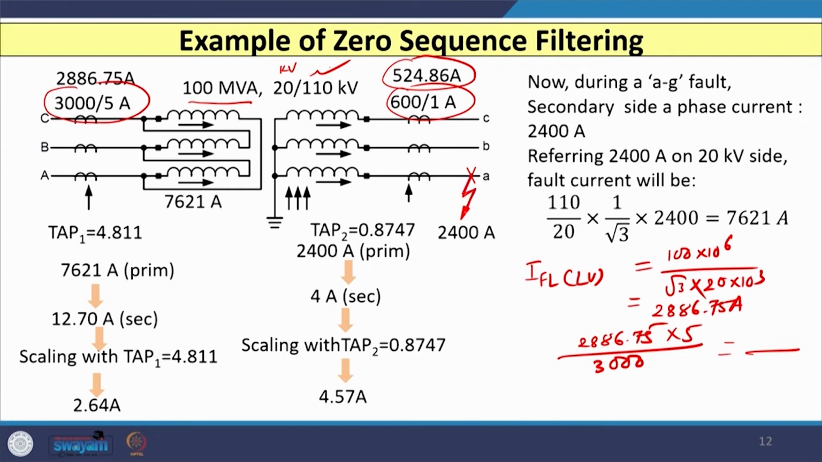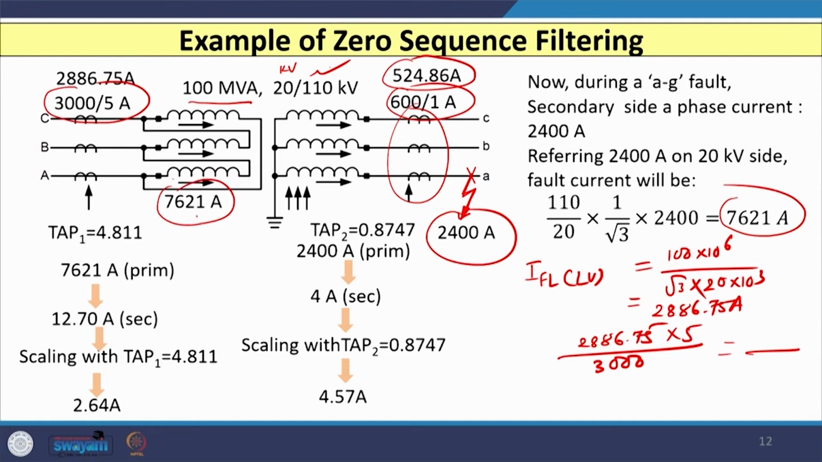Now, let us say that an A to ground fault occurs on the HV side, which is star grounded, with a fault current of 2400 ampere. Obviously, this current is going to flow through the CTs connected on the HV side. If I reflect this fault current to the LV side, which is delta connected, the current will be 2400 multiplied by the turns ratio, 110 by 20, divided by root 3, because when we move from this side to the delta side we have to divide by root 3. The current available is 7621. So this current is 7621, and this current is 2400.